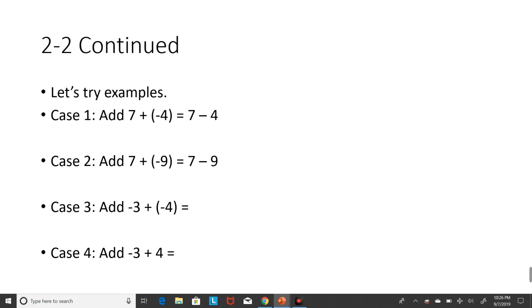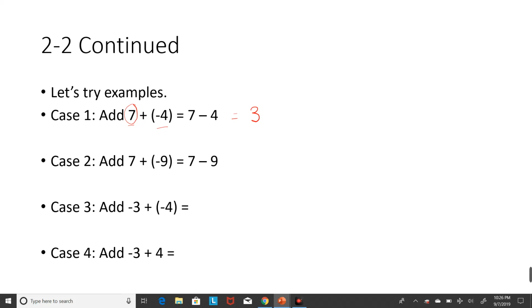So our first case is if we're going to add a positive number to a negative number, and the negative number is the smaller number. So basically, all we need to do is take 7 minus 4 and get 3. And we get a positive answer because the bigger number is positive.